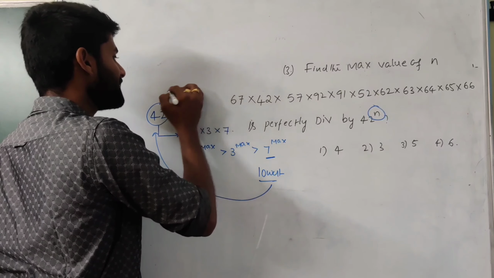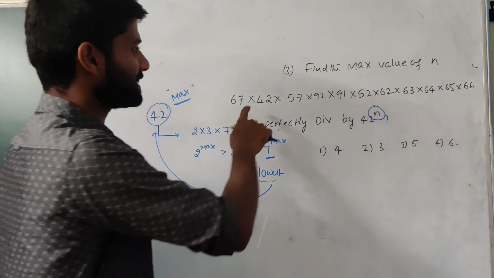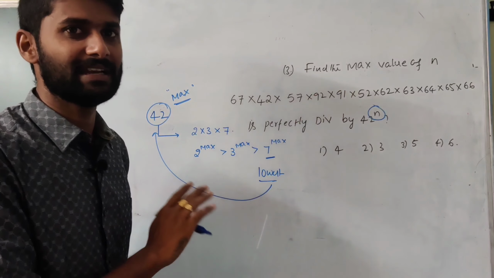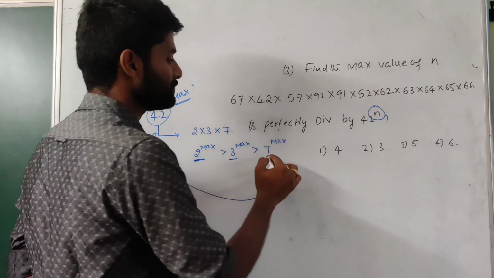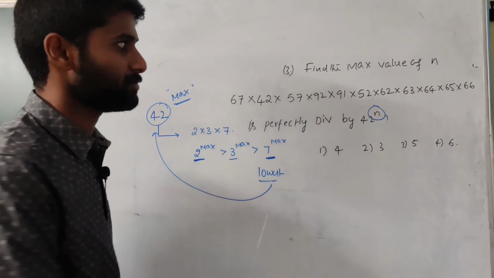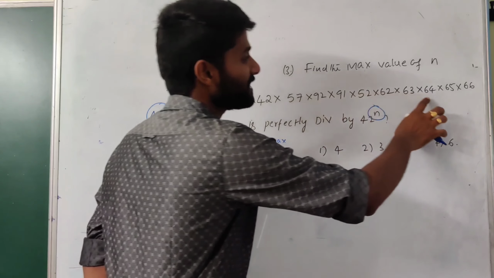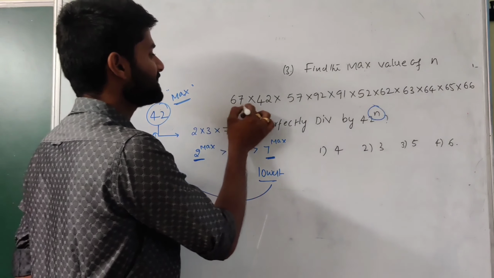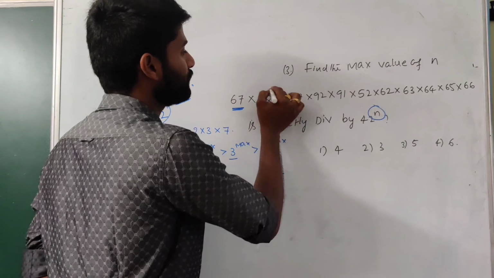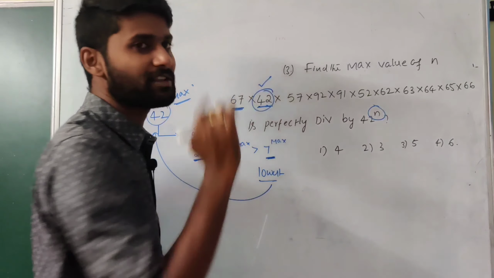So we need to realize this concept. Don't go with the number of 2s, number of 3s, number of 7s, it's a waste of time. Since the 2 maximum is greater than the 3 maximum, and the 3 maximum is greater than the 7 maximum, focus on the number of 7s. How many are in this particular resultant? It indicates the answer. For example, 67 has no 7s. 42 is 6 into 7, so we have one 7.